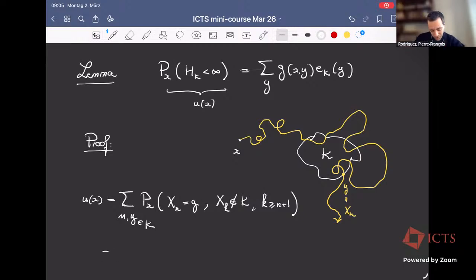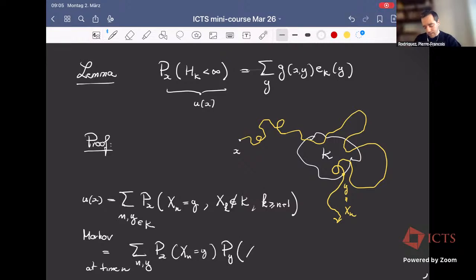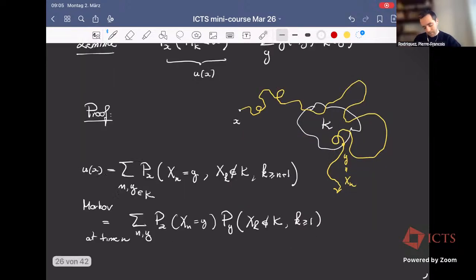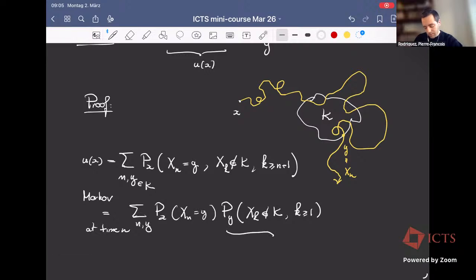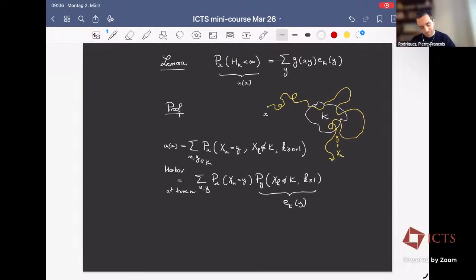And now you can just use the Markov property at time n. Okay, and so what does that give you? It gives you a sum over n and y. Probability starting at x that Xn is y. And now, you can restart a walk at y. And now you want to not be in K in the future. Okay, and this second quantity here, which actually doesn't depend on n, is exactly what I defined to be ek of y. So then, the sum over n gives you the Green's function, and that's the end of the proof.